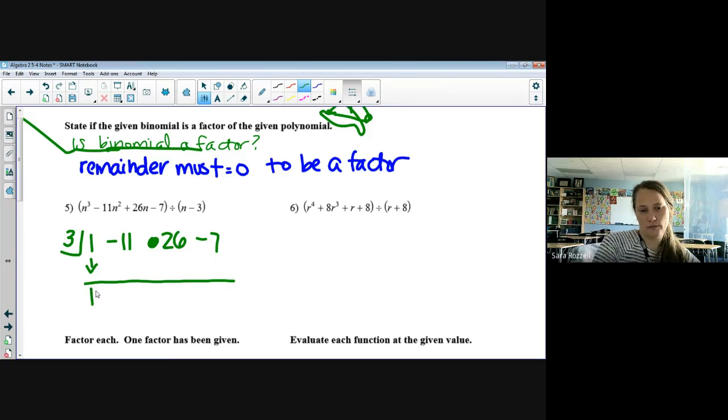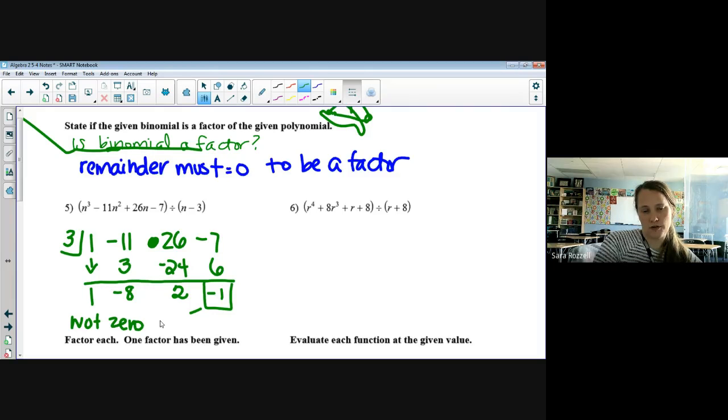Drop our 1. 1 times 3 is 3. 3 plus negative 11 is negative 8. Negative 8 times 3 is negative 24. 26 plus negative 24 is 2. 2 times 3 is 6. Is my remainder going to be 0? Nope, my remainder is negative 1. So this is not 0. So not a factor.